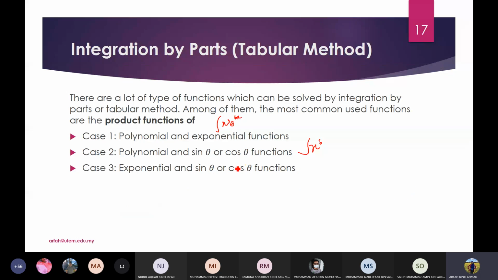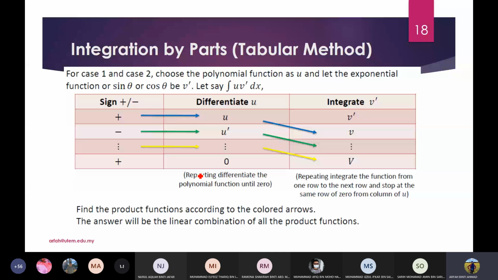So, kita ada combination of two function and our aim is actually to find the integration of this function. Okay. So for case 1 and case 2, choose the polynomial function as your u and let the exponential function or sin theta or cos theta be your v prime. So let's say you want to find integration of u v prime. So the polynomial function akan jadi awak punya u, yang mana awak akan differentiate. Kalau contoh tadi katakan awak nak dapatkan integration bagi x kuasa 3 exponential 3x.